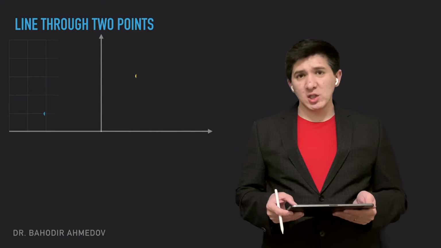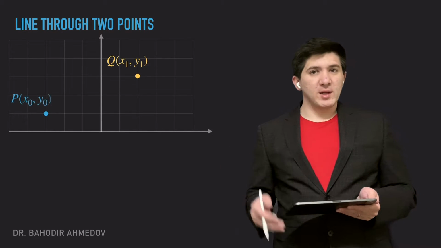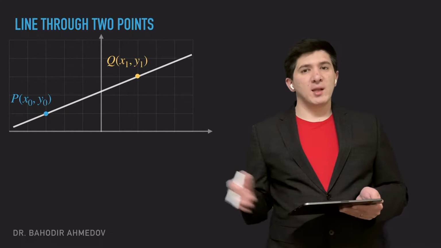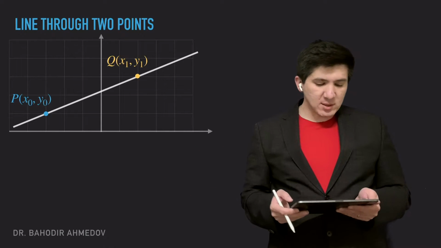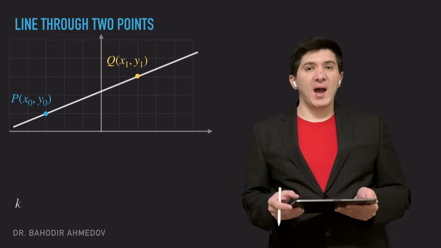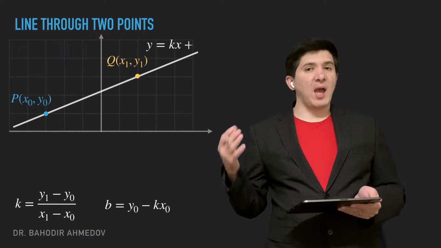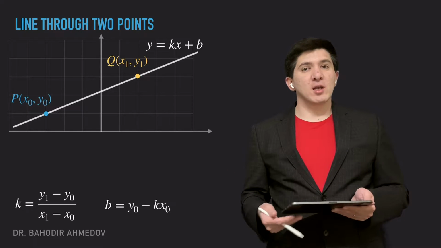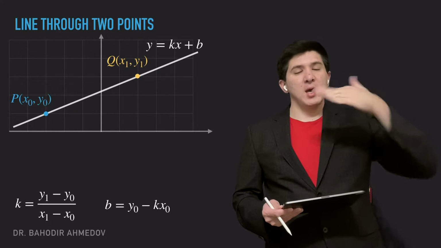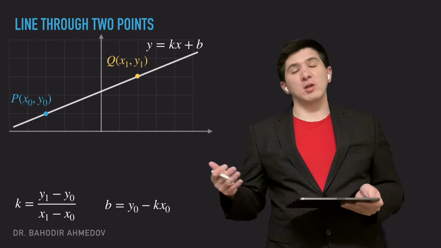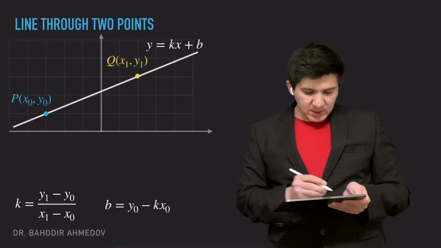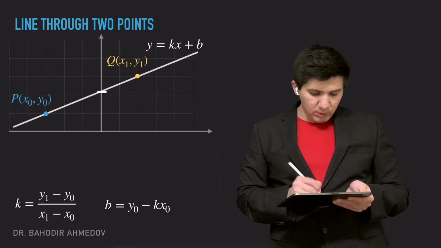Let's say you are given two points with coordinates x0, y0 and x1, y1 in the rectangular coordinate system. Then we can make a line passing through these two points, and the general equation of this line is always y = kx + b. Here k is the slope of the line, so it controls how much the line is rotated, and b is called the y-intercept. It tells us at which point the line passes through the y-axis.